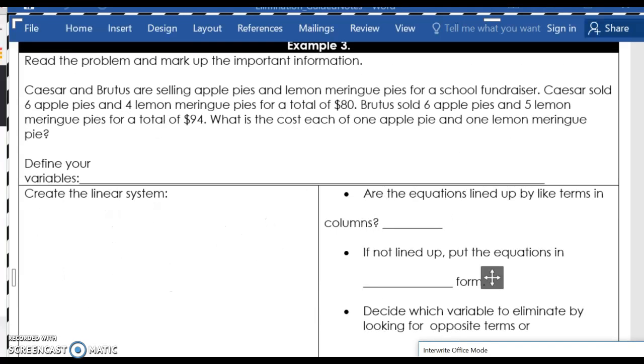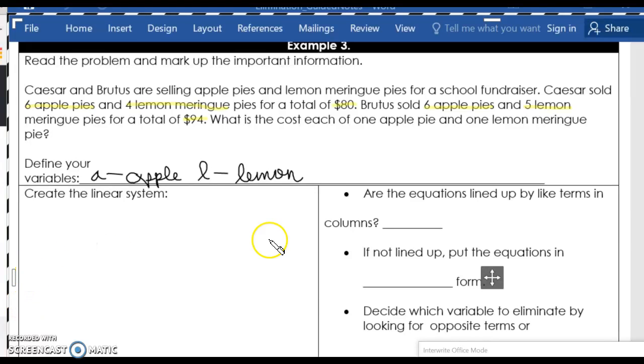All right, so let's read our problem and look for important information. Caesar and Brutus are selling apple pies and lemon meringue pies for a school fundraiser. Caesar sold 6 apple pies and 4 lemon meringue pies for a total of $80. Brutus sold 6 apple pies and 5 lemon meringue pies for a total of $94. What is the cost of each of 1 apple pie and 1 lemon meringue pie? Let's start by defining our variables. Let's call A apple and L lemon. So we need to create the linear system.